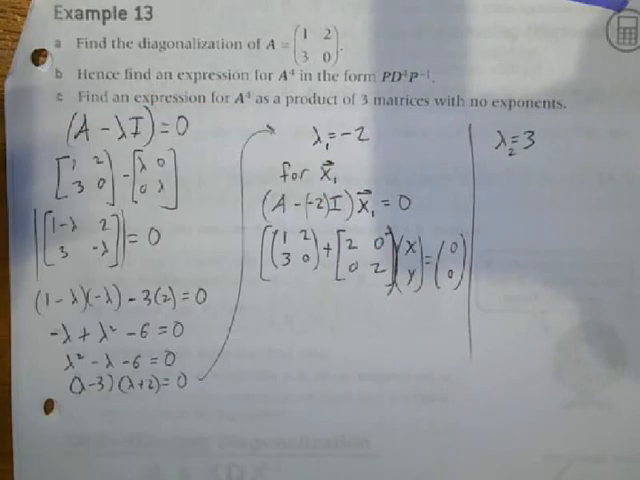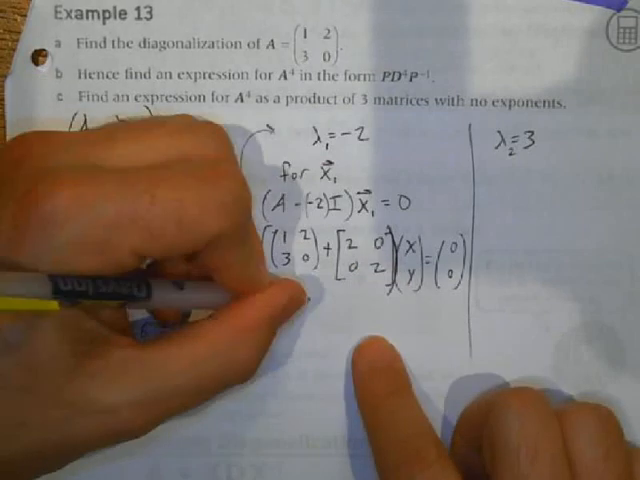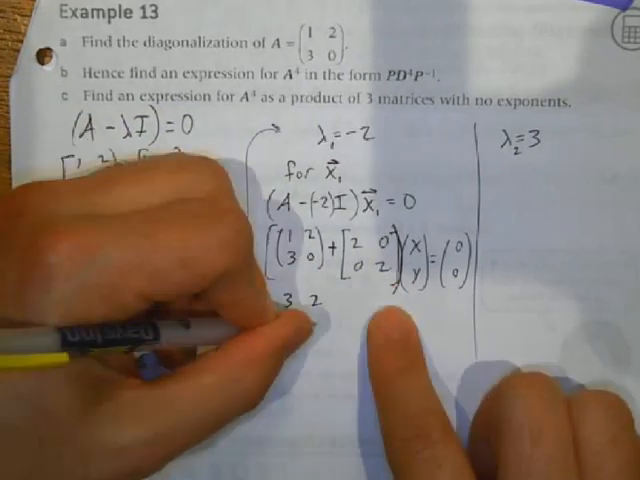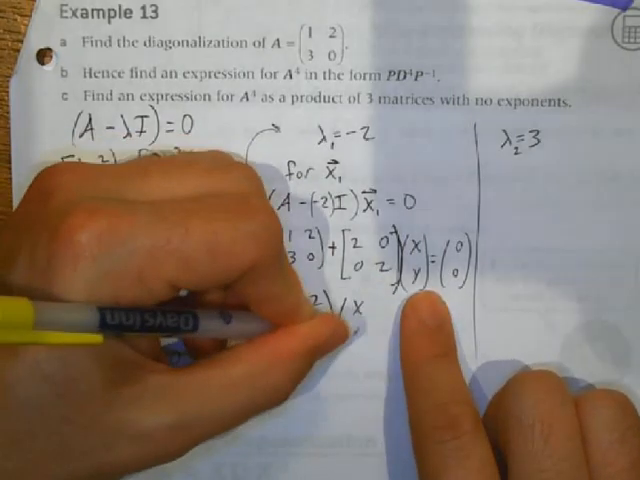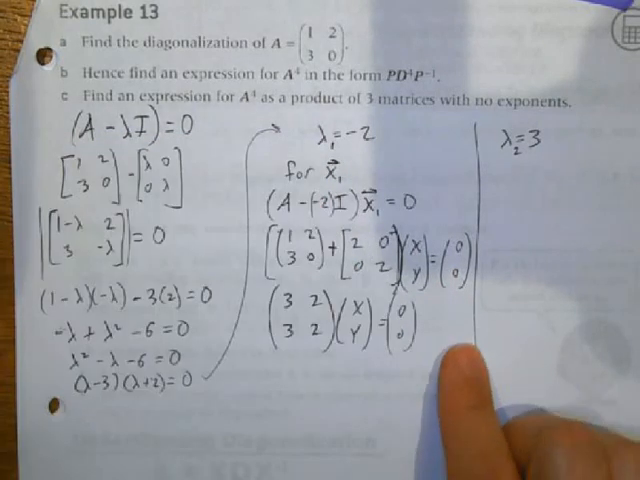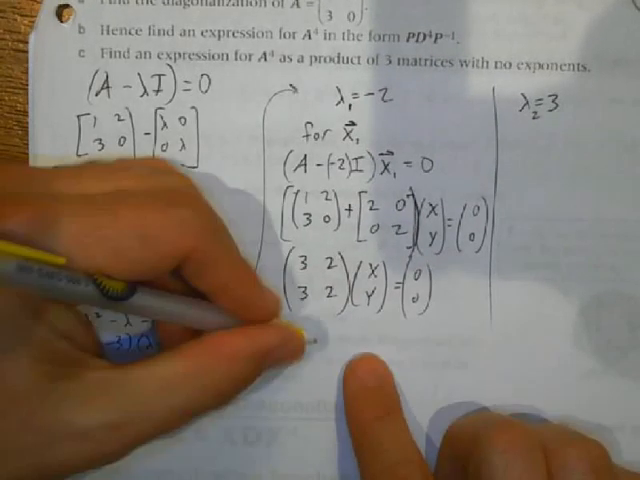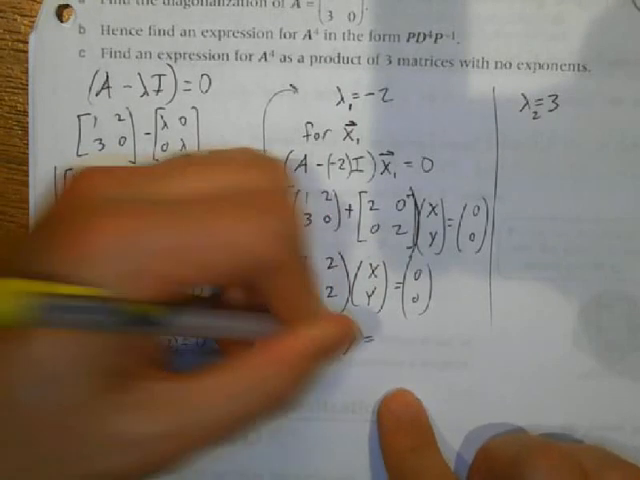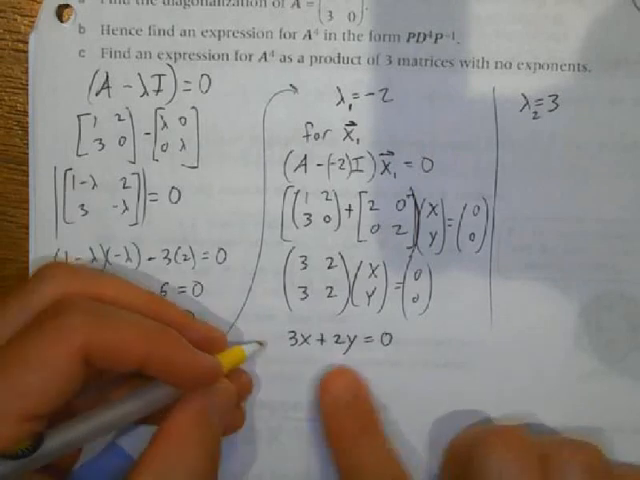Okay. All right. 1 plus 2 gives me 3. 2 plus 0 gives me 2. 3 plus 0 gives me 3. 0 plus 2 gives me 2. And then x and y, and it equals 0. Okay, now let's get our equation: 3x plus 2y equals 0. Okay, so now I'm on my way to figuring out my eigenvector.